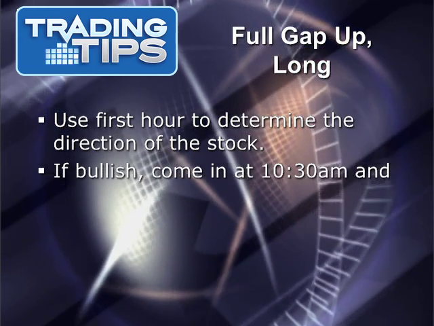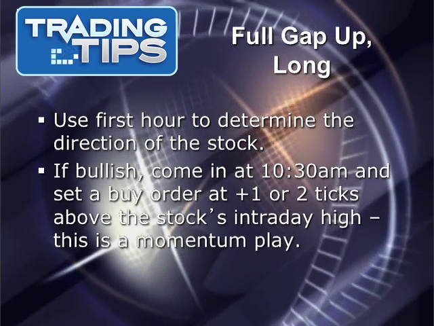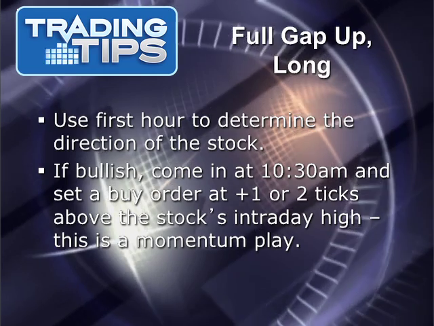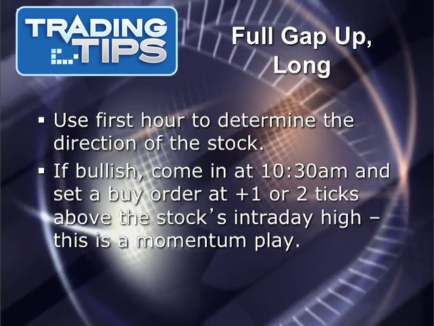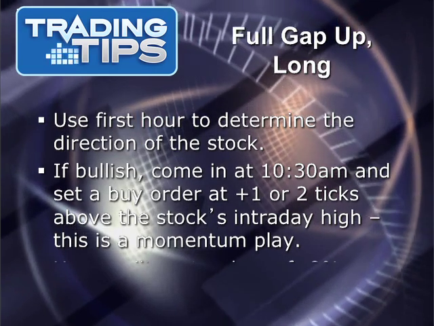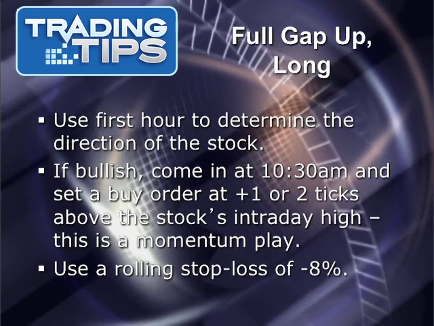If you want to enter the position on the long side, come in at 10:30 a.m. Eastern or thereabout and set a buy order 1 to 2 ticks above the highest point the stock has hit in the first hour of trading. This is a momentum play. Use a rolling stop loss of 8% as your only price target.